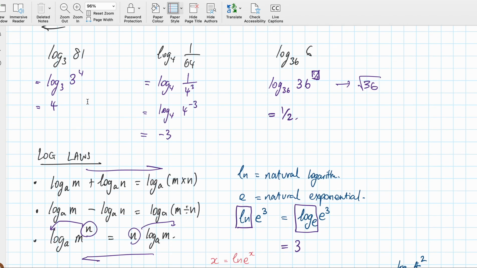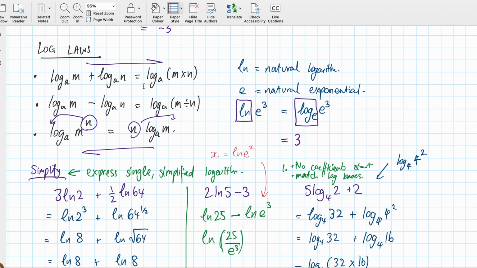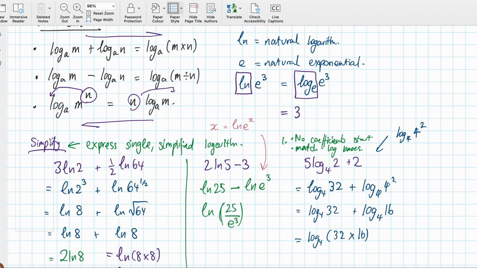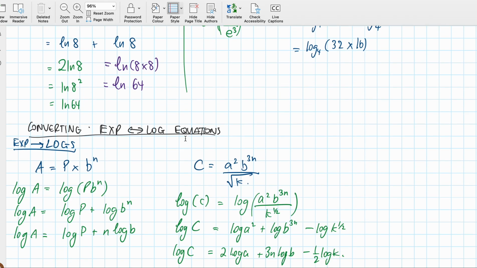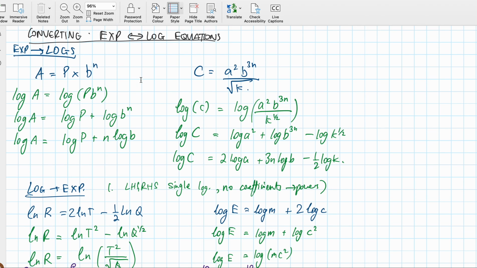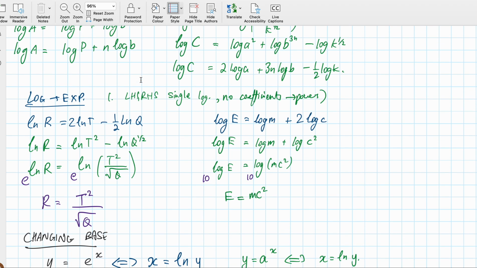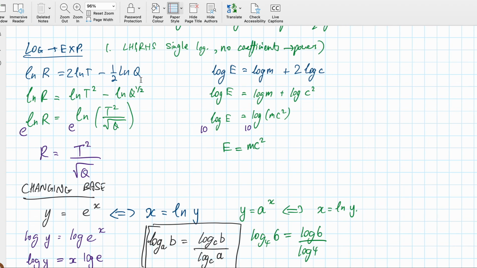We did a different base instead of 10, so 3, 4, 36. We had a look at the log laws and how to use these log laws to simplify expressions, and a few tips along the way. We'll learn about the natural logarithm and the natural exponential function and how they work, very similar to logs. And then we worked on converting exponential equations into logs, and then logarithmic equations into exponentials.